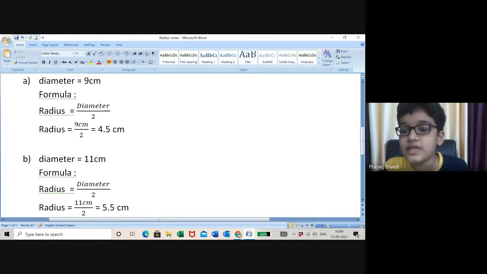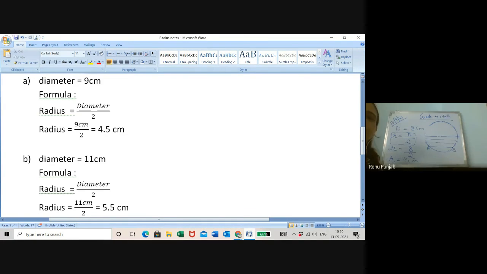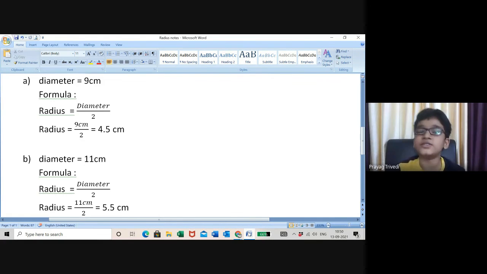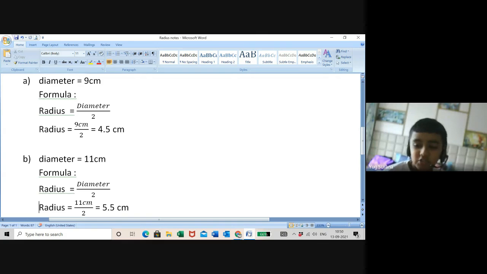Ma'am, can I tell an example of a diameter? Yes, please give me, Priya. It is 13 centimeter diameter. So the radius will be 6.5 centimeter. Ma'am, can I also? Yes, please. The radius is 15 centimeter. No, sorry, the diameter is 15 centimeter. So the radius is 7.5 centimeter.